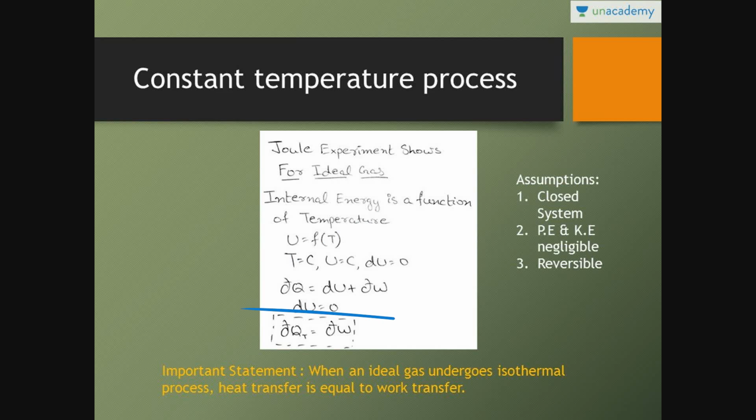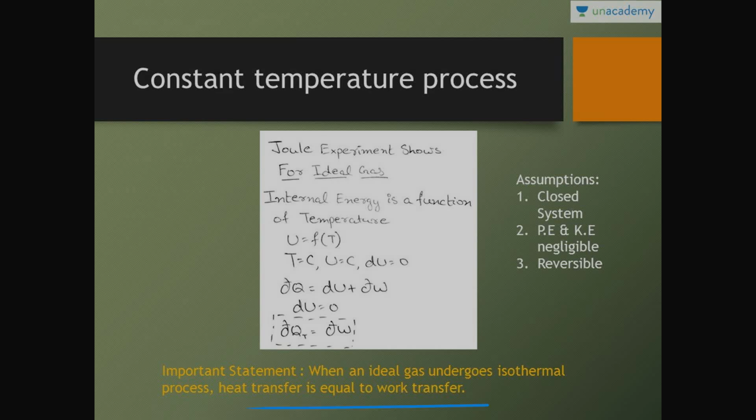From the first law of thermodynamics, the equation says dq is equal to dU plus dW. Temperature is constant, internal energy is constant, dU is equal to 0, so heat transfer is equal to work transfer. Whenever heat is supplied in a constant temperature process, dq is equal to dW. Heat supplied in a constant volume process is equal to the change in internal energy. Heat supplied in a constant pressure process is equal to the change in enthalpy. Heat supplied in a constant temperature process is equal to work transfer. If an ideal gas undergoes an isothermal process, heat transfer is equal to work transfer.